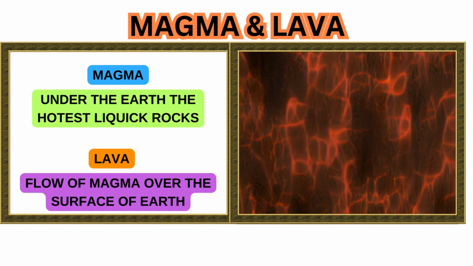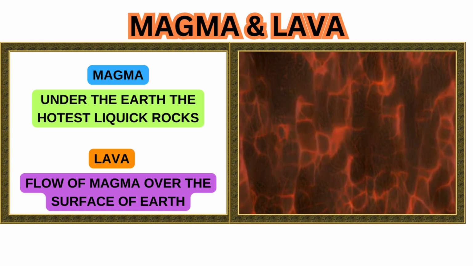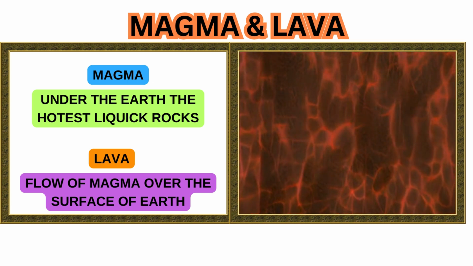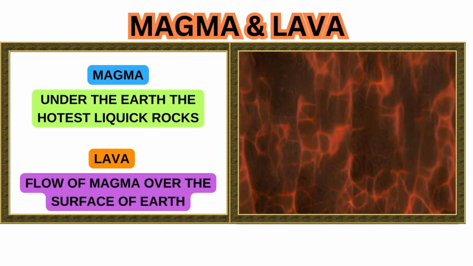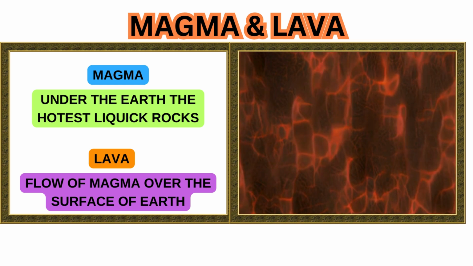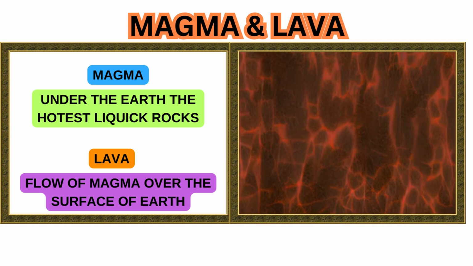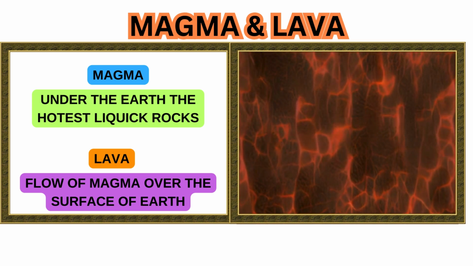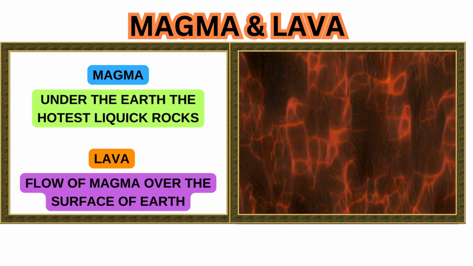So lava is the flow of magma onto the surface of the earth. I hope you have understood the phenomenon that lava is the flow of magma onto the surface of the earth. If you have understood, now we will move ahead and know what is volcanic eruption.